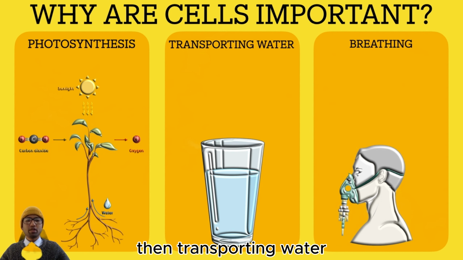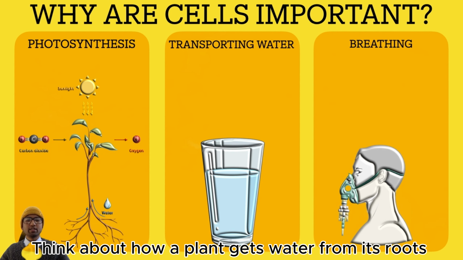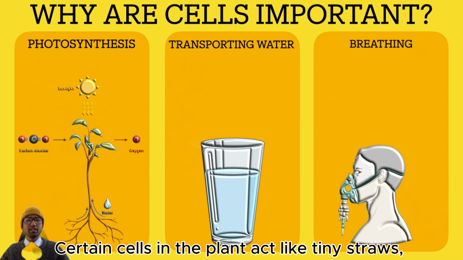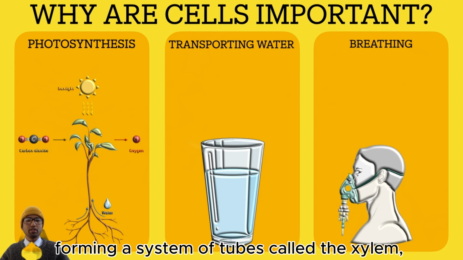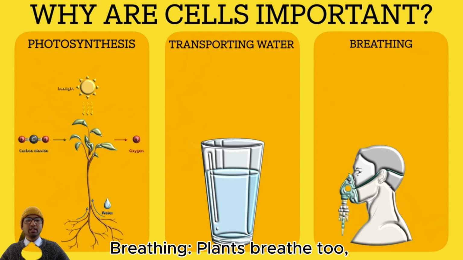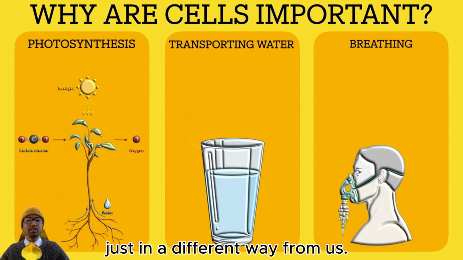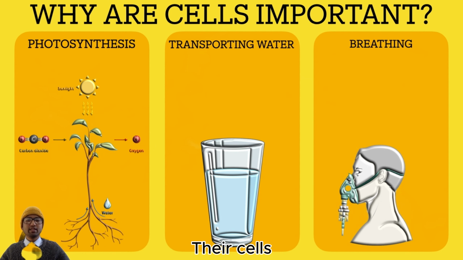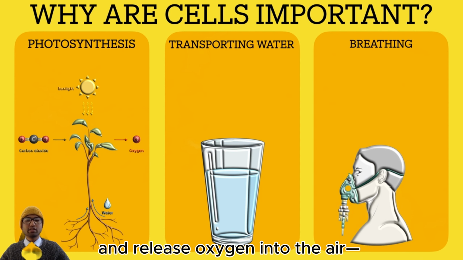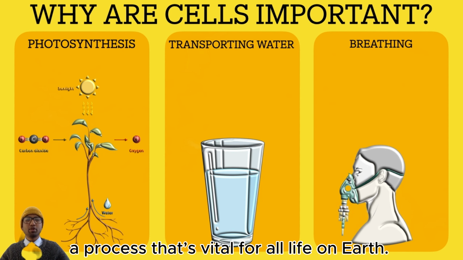Then, transporting water. Think about how a plant gets water from its roots all the way up to the leaves. Certain cells in the plant act like tiny straws, forming a system of tubes called xylem, which carries water upward to keep the plant hydrated. Then, breathing. Plants breathe too, just in a different way from us. Their cells take in gases like carbon dioxide for photosynthesis and release oxygen into the air, a process that is vital for all life on Earth.